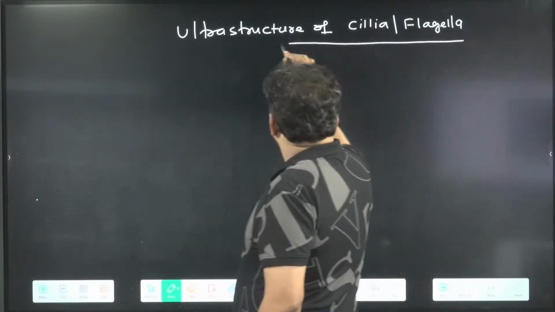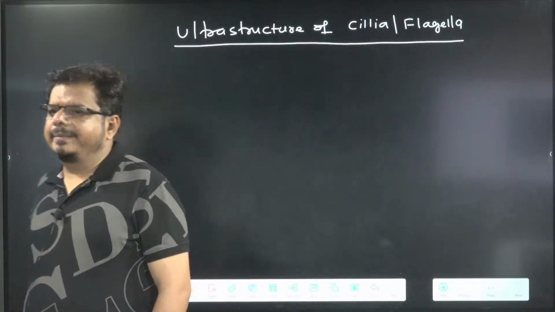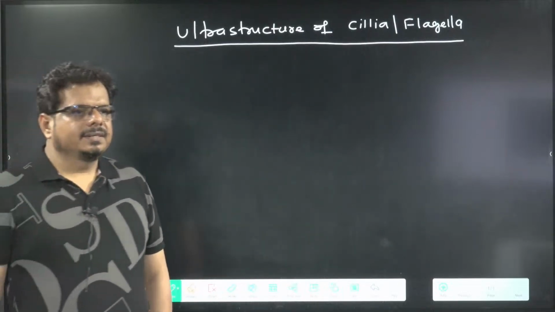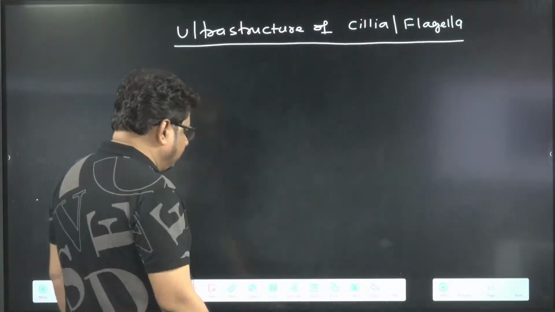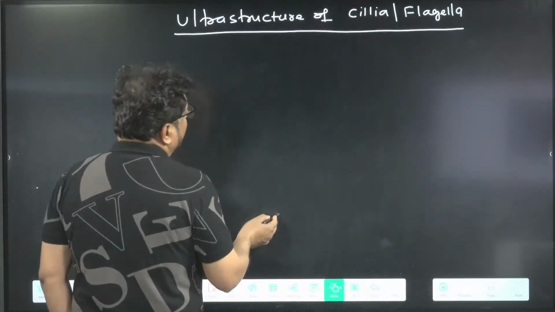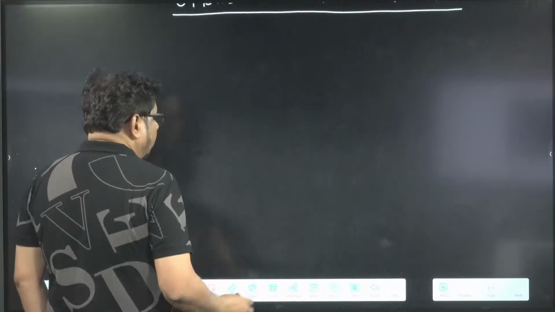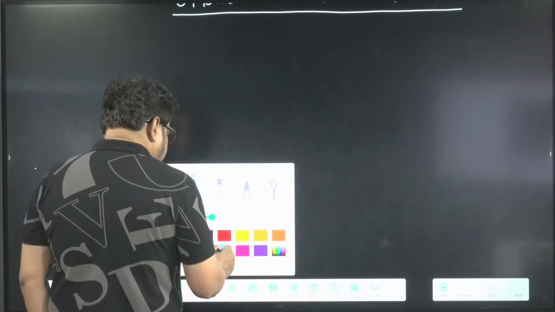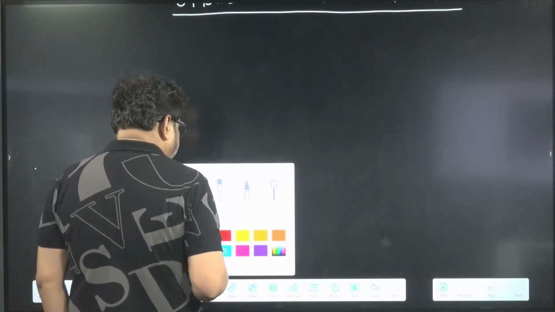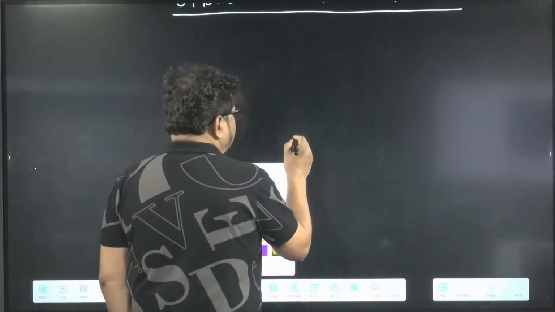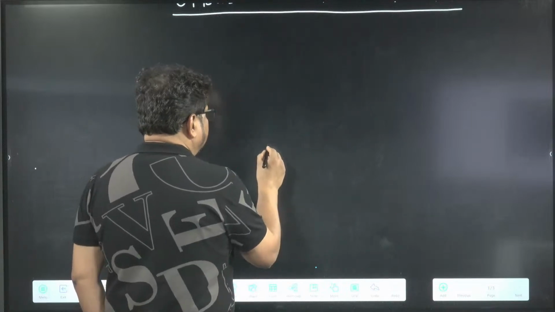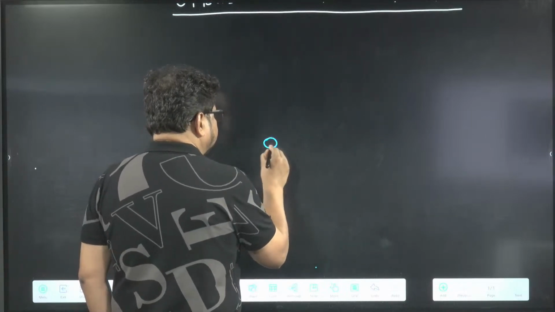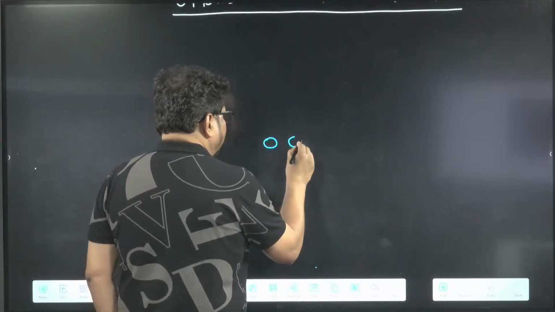And as I told you, both cilia and flagella have the same ultrastructure. So let me explain how it looks. I'm just drawing here first the axoneme. In the axoneme, what am I making first? First I'm making the central microtubules. So this is C1, this is C2.